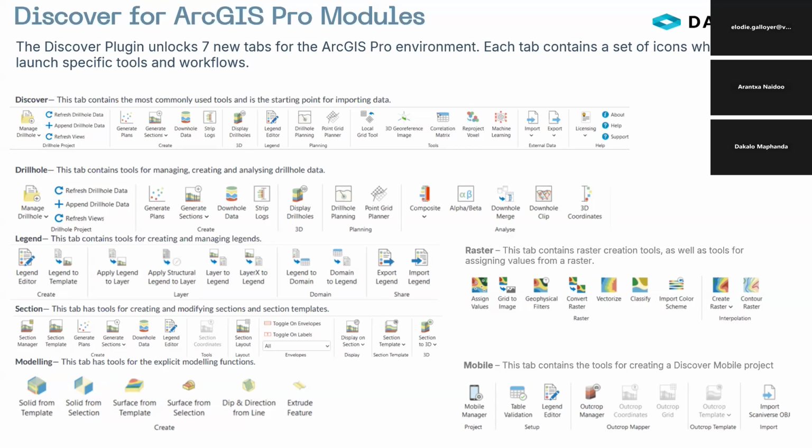So it opens up a whole new load of tools for you in Esri. Again, you've got your Drillhole tab, Legend tab, section, modeling, raster, and mobile. These are all included in the plugin. You don't have to pay extra for any one of these. And what's great is that the Discover for ArcGIS Pro plugin gives you access to the Esri 3D environment without needing a professional ArcGIS Pro license.